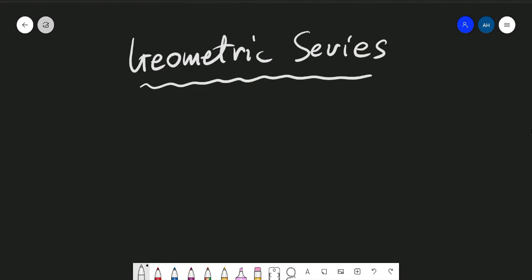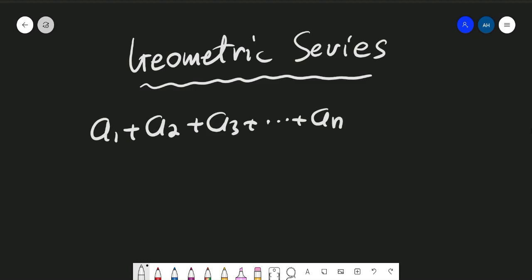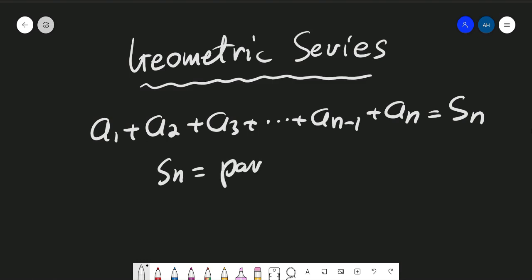Now when we add the terms in the geometric sequence, that is a1 added with a2, added with a3, and so on, up to a of n minus 1, and maybe the last term will be an. When we add the terms in the geometric sequence, we call it geometric series, right? Now we would like to find the formula for Sn. Sn is just the sum of the terms up to the nth term. Sn is called the partial sum.